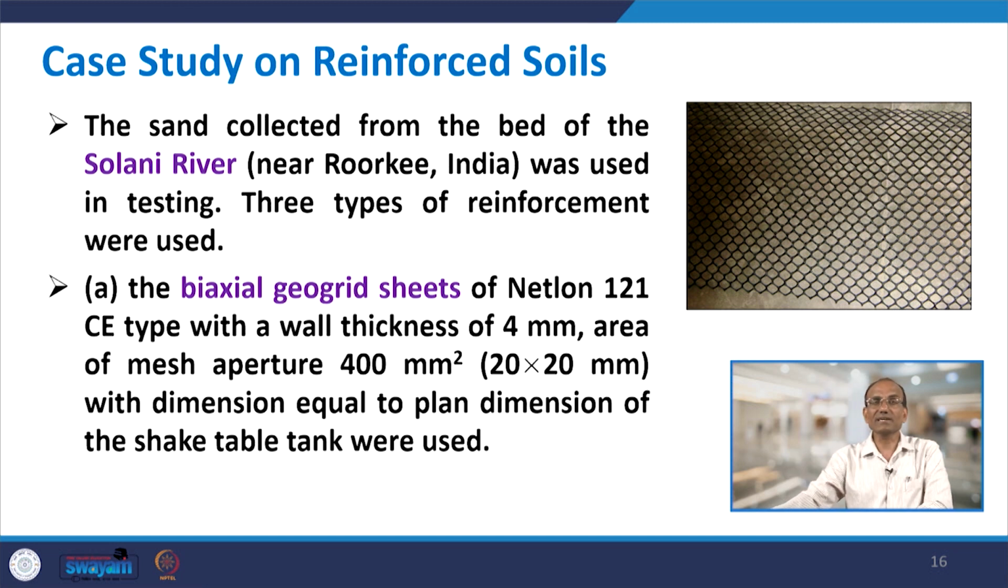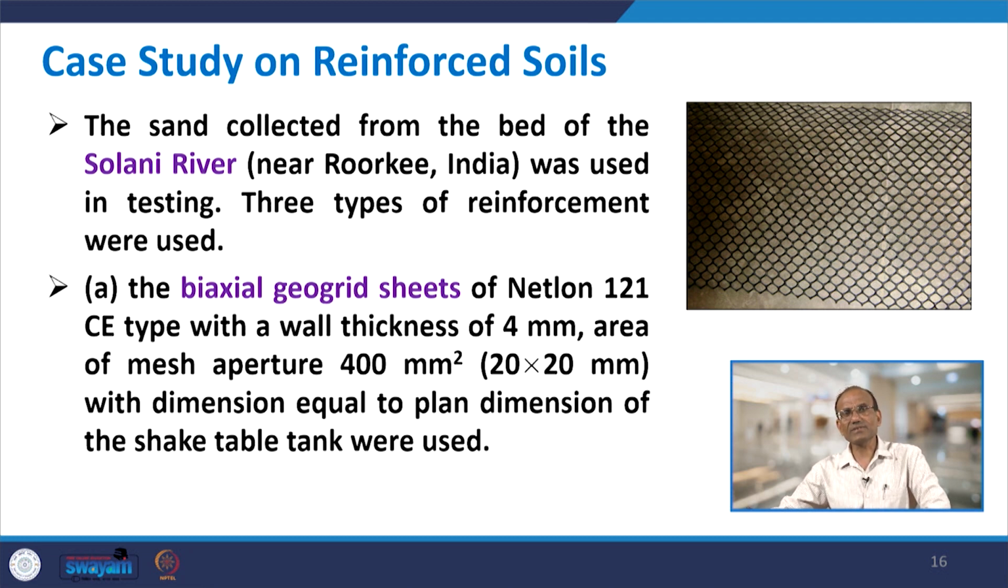First of all, the sand used in this case study has been collected from the bed of the Solani river. The Solani river is near Roorkee, hardly 1 to 1.5 kilometers from the campus of IIT Roorkee. So, it is less than 2 kilometers. Three types of reinforcement were used in the case study.